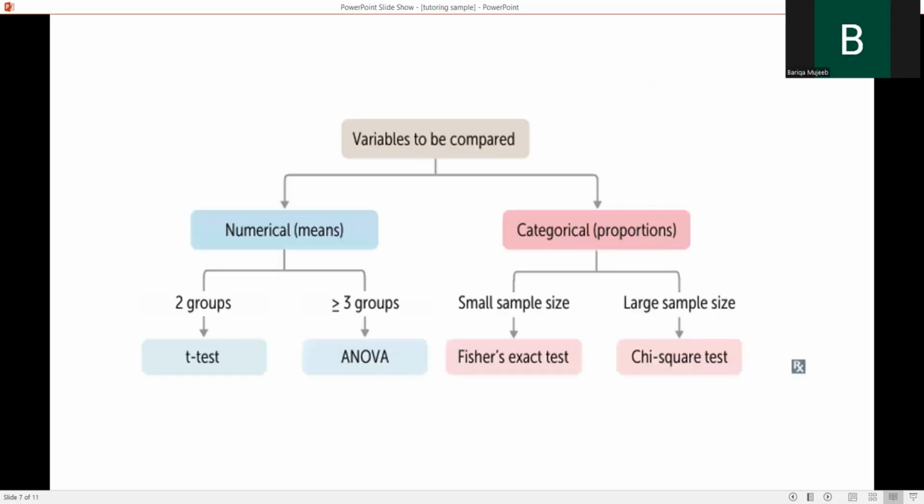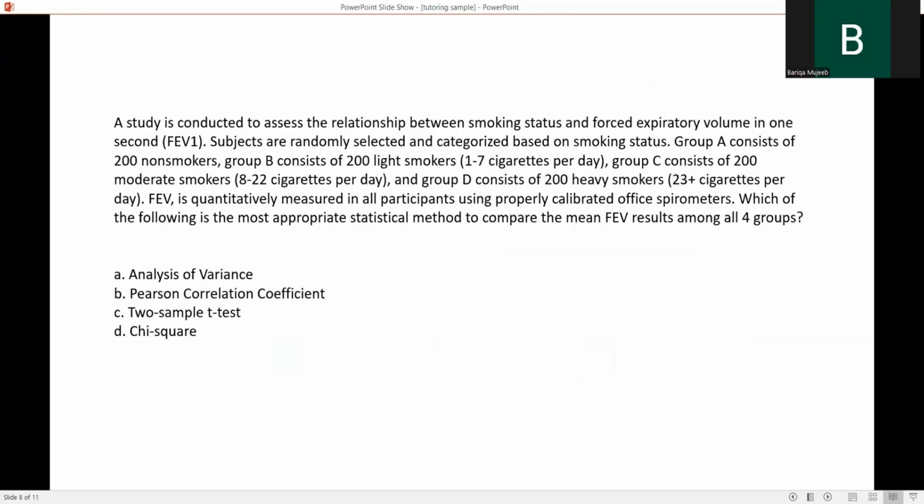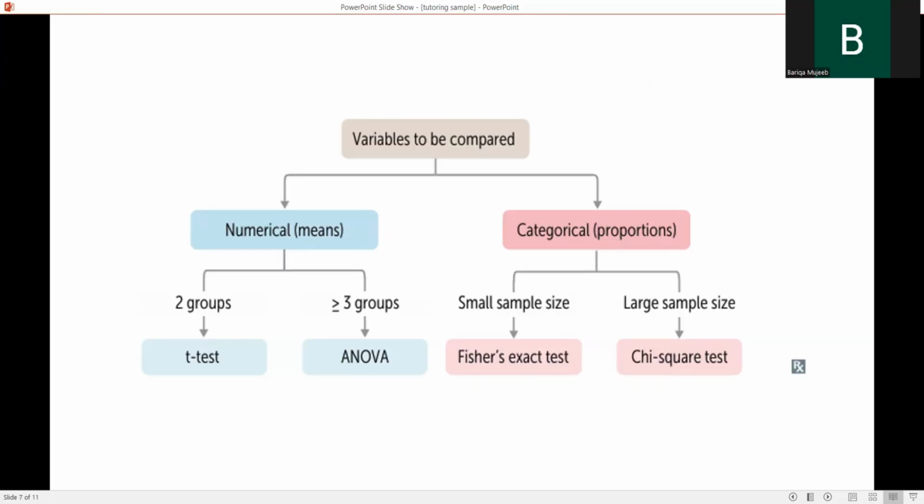Before answering the question, let's see that when variables are being compared, we first have to decide whether the data is numerical or categorical. If the data is numerical and we have to compare the means, then we will see how many groups are present in the study. In this question, our data is numerical, so we will see how many groups are present. If there are two groups, then we will opt for the t-test. But if there are three or more groups, as in our study, it would be the ANOVA test.